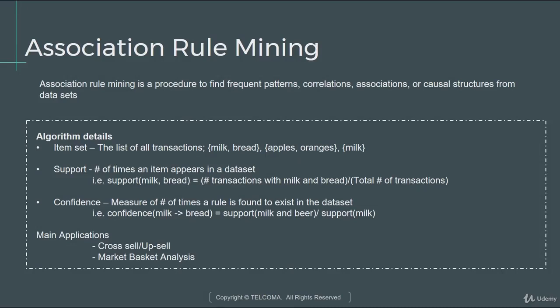Let's explore the last topic under unsupervised learning. We learn association rule mining. Now, association rule mining is, in simple words, a procedure to find frequent patterns, correlations, and associations.